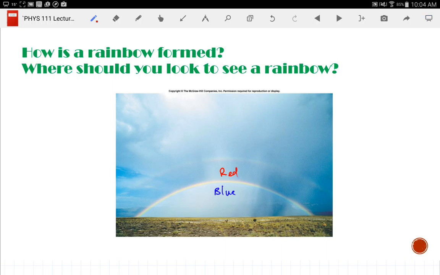Now, if you look where I wrote the word red, how does that compare in brightness to where I wrote the word blue? Is it brighter here or brighter here? It's brighter where you have the blue. It's darker where you have the red. It's actually called Alexander's dark band, that darker region. Above the word red, what do you see?